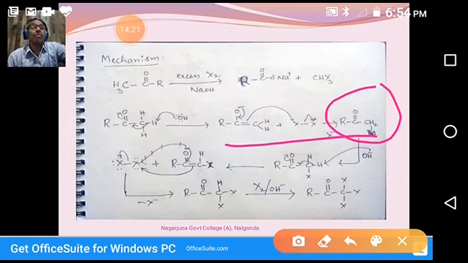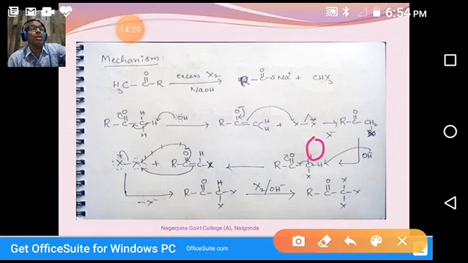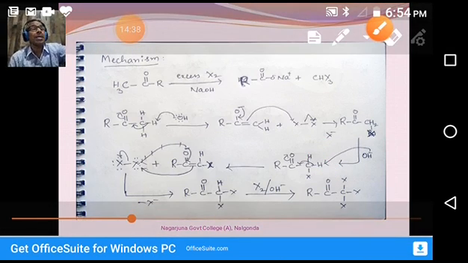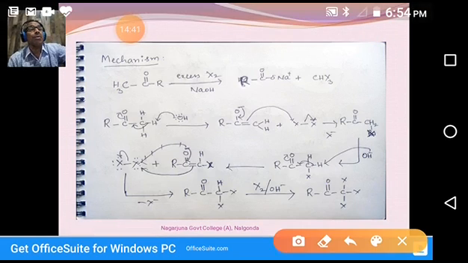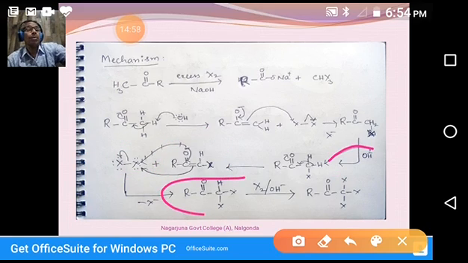This undergoes further reaction. Why? Because you see carefully, there are two more hydrogens, 1 and 2. These two hydrogens are also acidic in nature. That's why in consecutive reactions, this hydroxide abstracts a proton from here, forming the same carbanion. This carbanion once again reacts with halogen, giving the dihalo ketone.